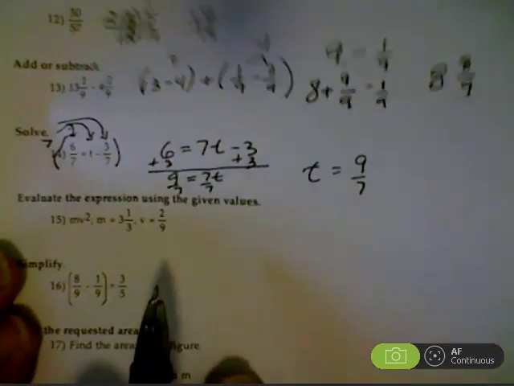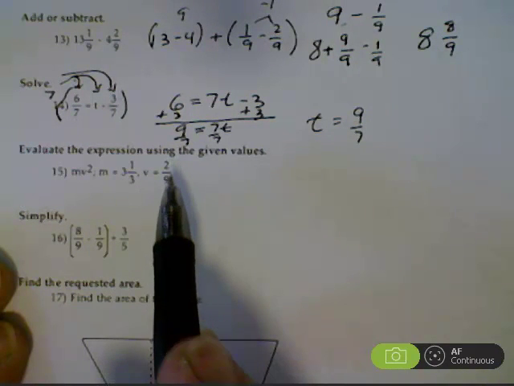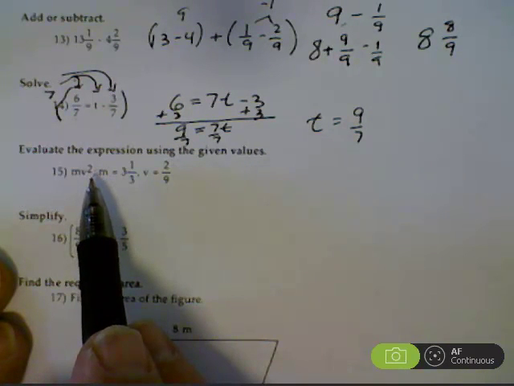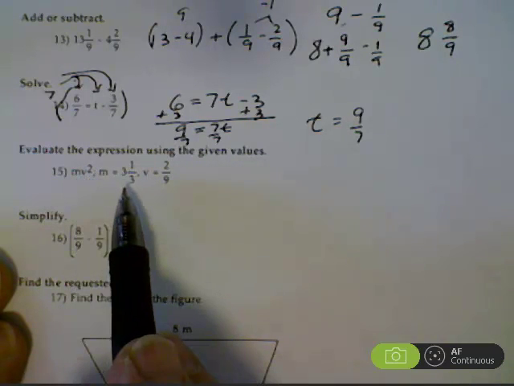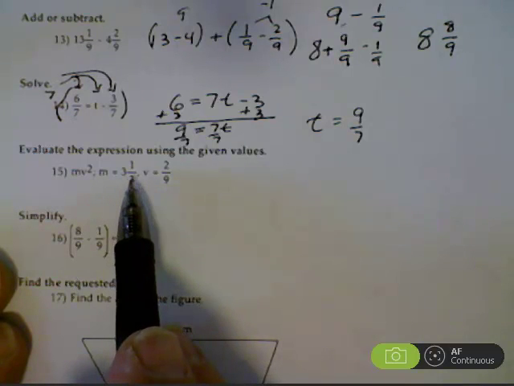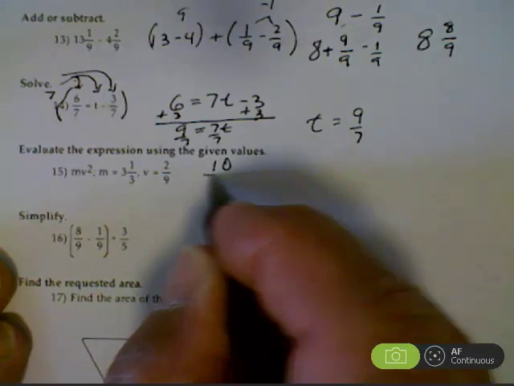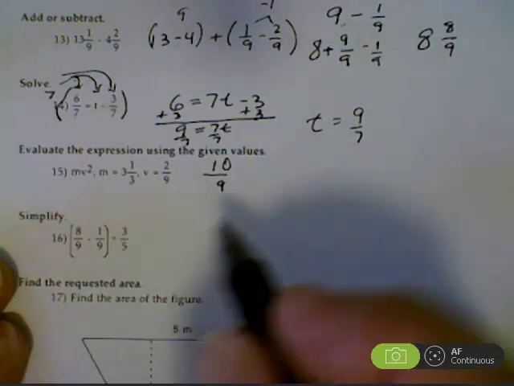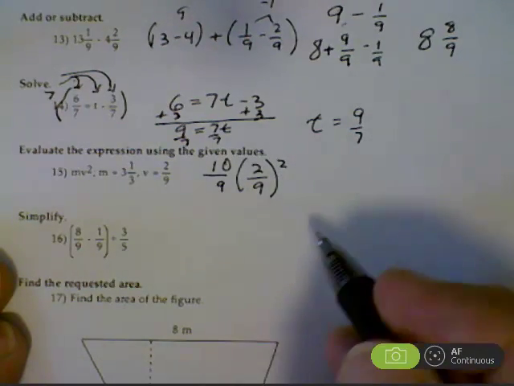Evaluate using the given values. M is 3 1/3, V is 2/9. V's being squared. But 3 1/3 is m, and that's being multiplied. So the first thing we have to do is change our mixed number, 3 1/3, into an improper fraction. So 3 times 3, 9, plus 1. We have 10/9. Then we have 2/9 as v, but it's being squared.